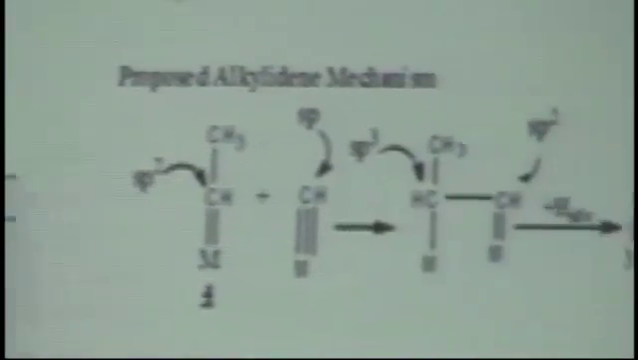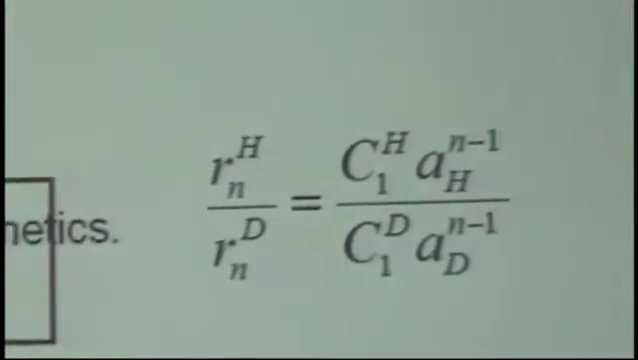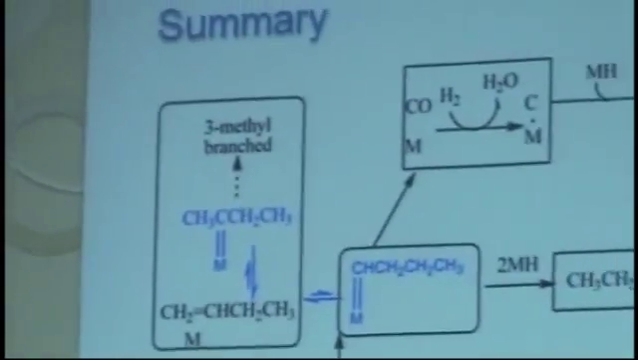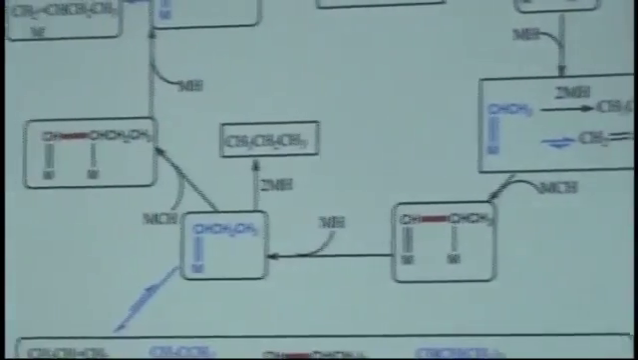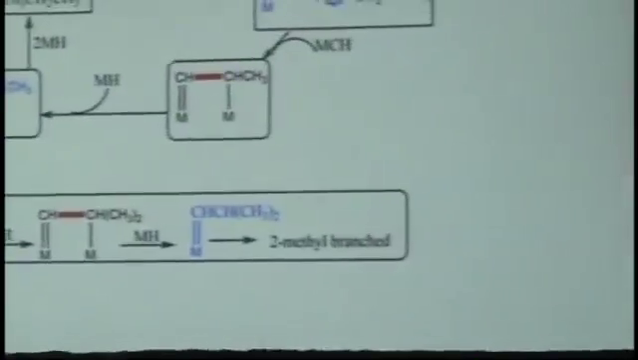When we propose this method, we made the following assumption: that FTS obeys ASF kinetics. That means the products are kinetically controlled, so we can use this equation to indicate the overall intermediate. But as it's a three-carbon intermediate, it can give you propylene. When propylene is readsorbed, there are two possibilities. One gives you one propylidene, which will grow and give you C4. But if it gives you two propylidenes, that will give you branched compounds, that is, the two-methyl branched hydrocarbons, and so on. So that's for a copper catalyzed reaction.